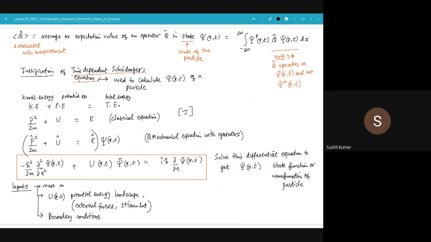Right, how big is that, where it ends, where the potential energy suddenly goes to zero, or the initial conditions, that initially at time zero, the particle was like this, the wave function was like this. Those are all the inputs, and there is only one output, your wave function. So it's easier said than done. It's very difficult to calculate. It's a function of space and time.